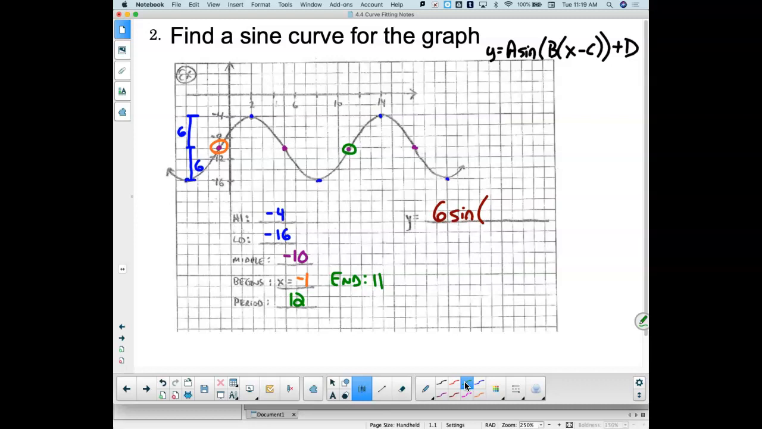One sixth? Pi over 6? What's the formula? Period equals 2 pi divided by b, right? Okay, so 12 equals 2 pi over b. So b equals 2 pi over 12. So b is pi over 6.